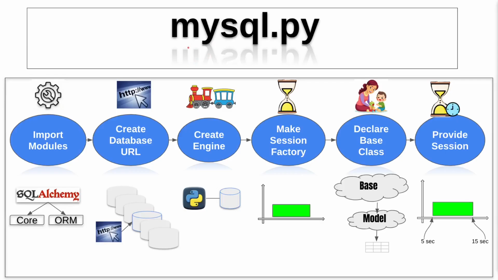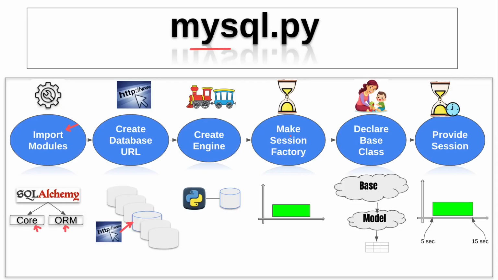Now let's understand the mysql.py file. First of all, we will import the necessary modules, that is SQLAlchemy core and SQLAlchemy ORM. Then we will create the database URL. This is the full URL that tells where my database is and how to connect. Now we will create the engine. This engine will connect Python with MySQL.